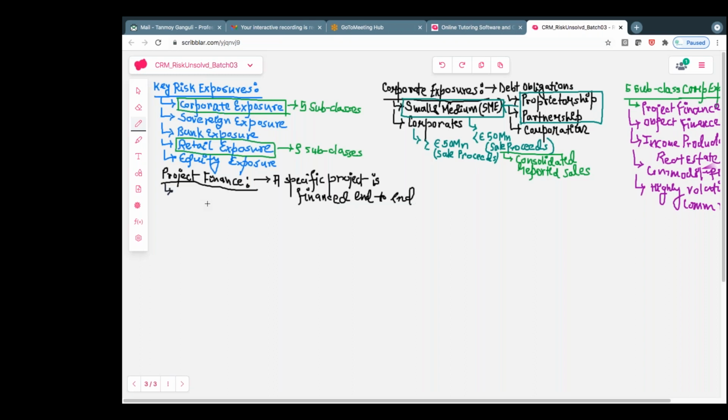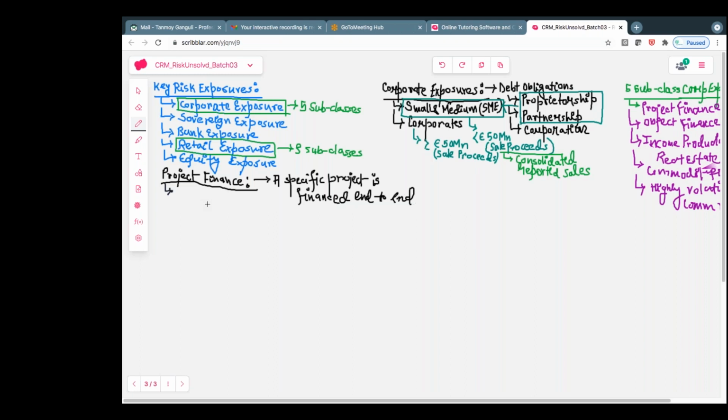So that's the part that we will be doing over here. And similarly, we would be looking at it for the retail exposures as well. So there are a lot of these different things that we are looking at, that we are trying to study, right? So let's get on with that.